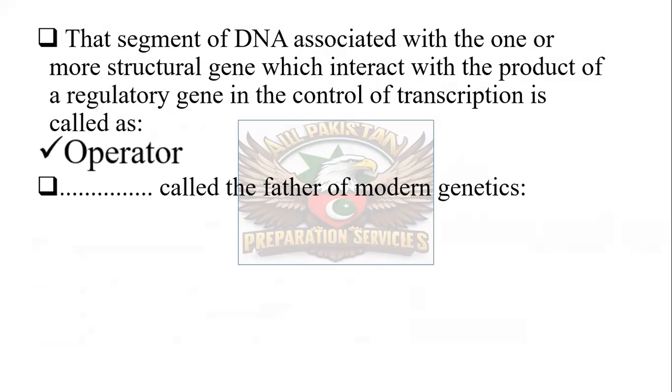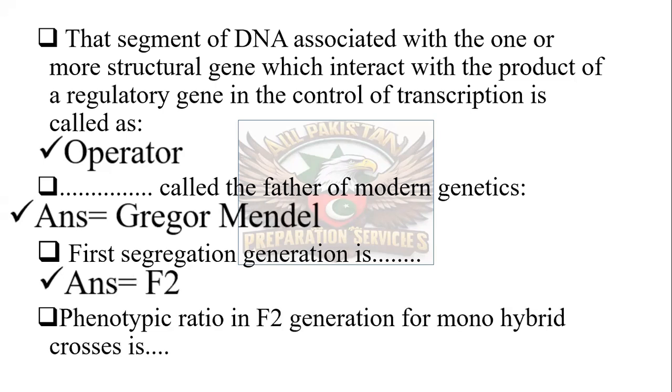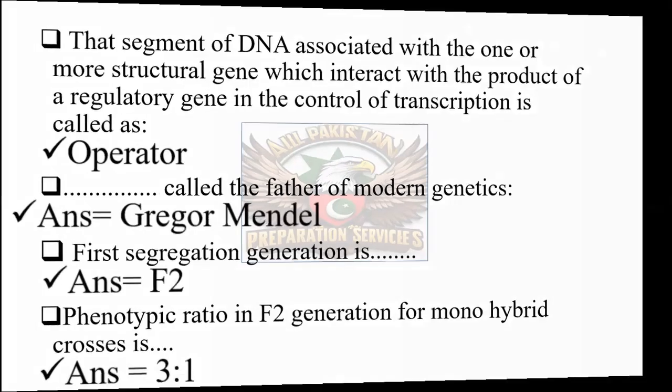Next question, dash is called the father of modern genetics, and the father of modern genetics is George Mendel. First segregating generation is F2. Next question. Phenotypic ratio in F2 generation for monohybrid cross is 3:1, which is the correct answer.